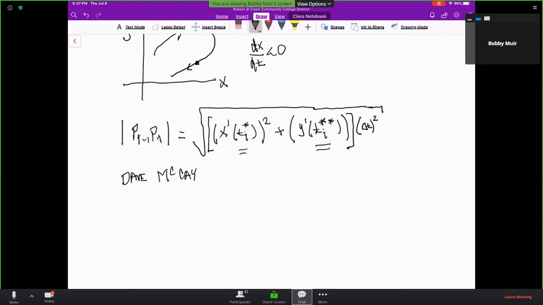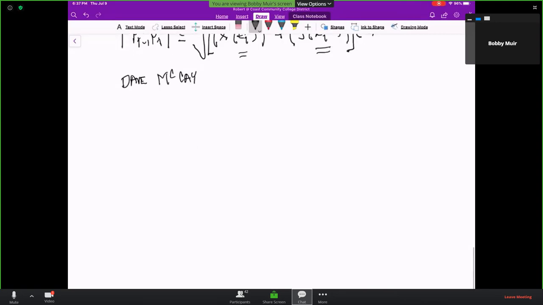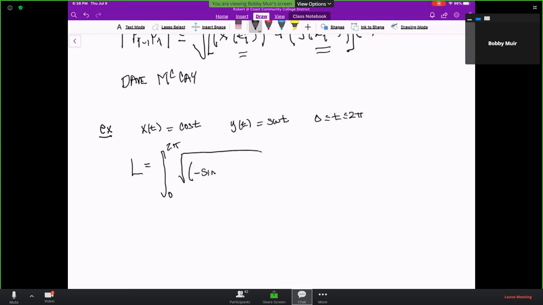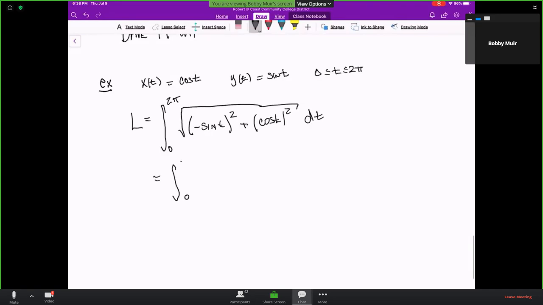One thing that's in there is this talk that Dave McKay did to patch this up. Okay, so let's see this thing working. For example, let's do the circle. I've got x of t equals cosine of t, y of t equals sine of t, and we let t run all the way through to get the whole circle. So the length is the integral from 0 to 2 pi of the square root of negative sine t squared plus cosine t squared dt. And we find that this didn't really tell us much, right?